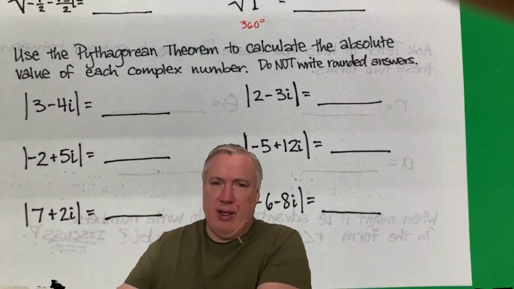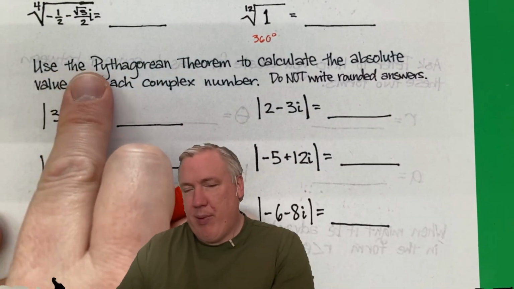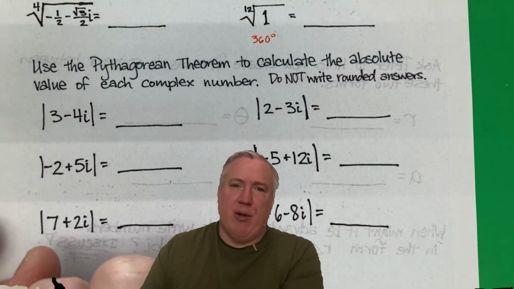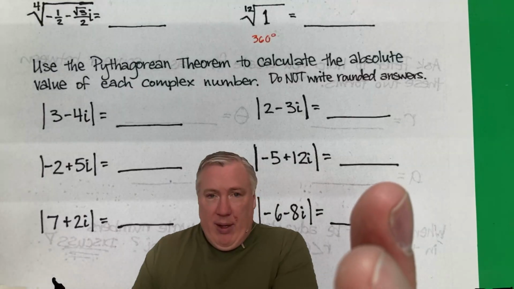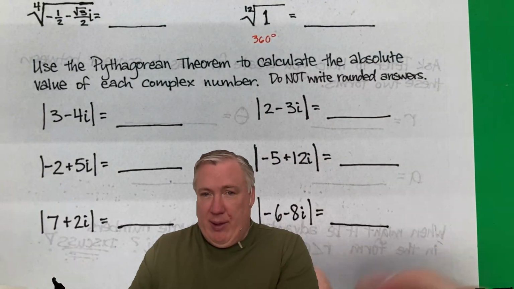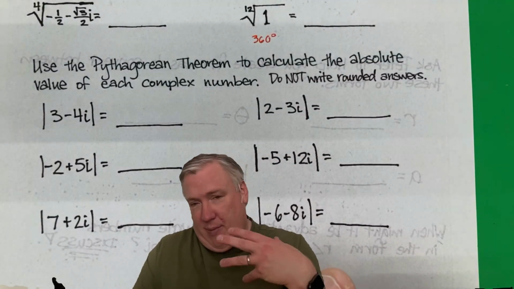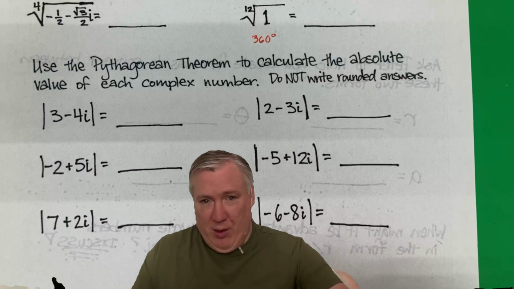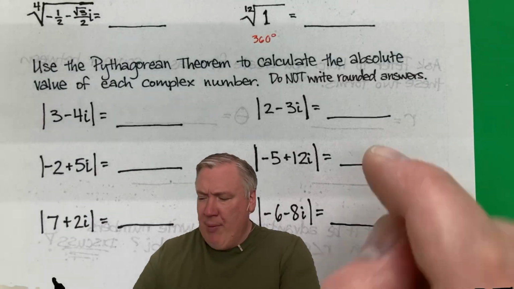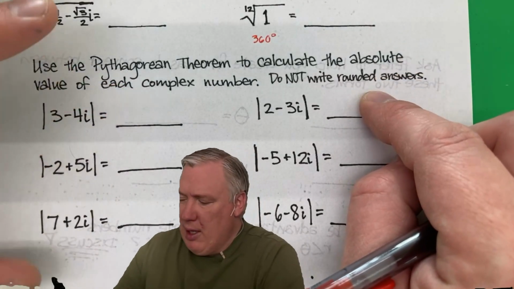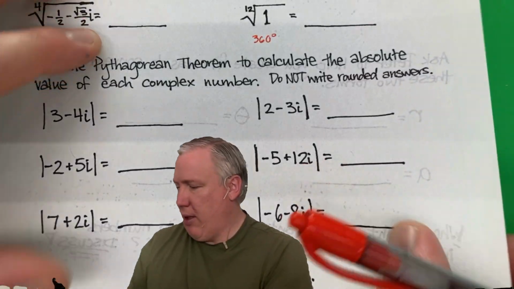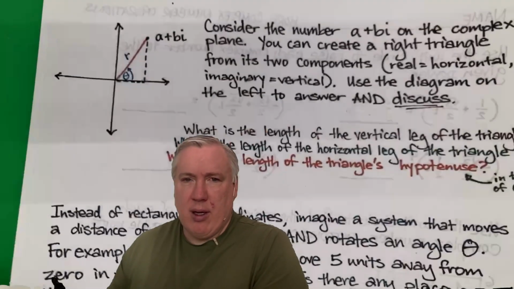Okay, assuming you've done the first 2 sections, we're ready for the last section. This one says use the Pythagorean theorem to calculate the absolute value. And it says do not use rounded answers, which means if I have a square root that doesn't come out to be a nice whole number, you just stop. I'm going to do the first 2 as examples, but before I do, just a quick thing on the back here.